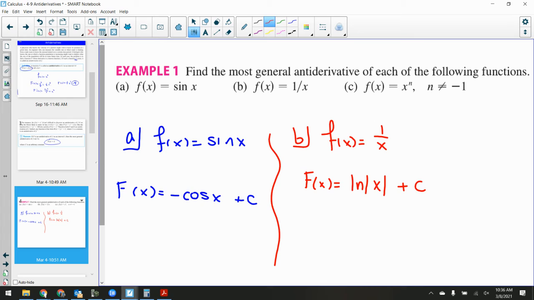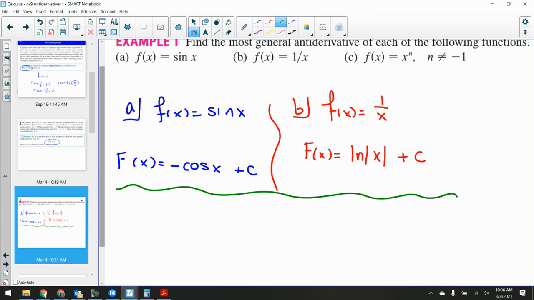Every single one of your answers, if I ask you for the general antiderivative, should end with plus C, plus a constant. So let's create a general rule for our power rule. What if I've got f of x equal to x to the n, as long as n is not -1, because if n was -1, it would turn back into ln of the absolute value of x.